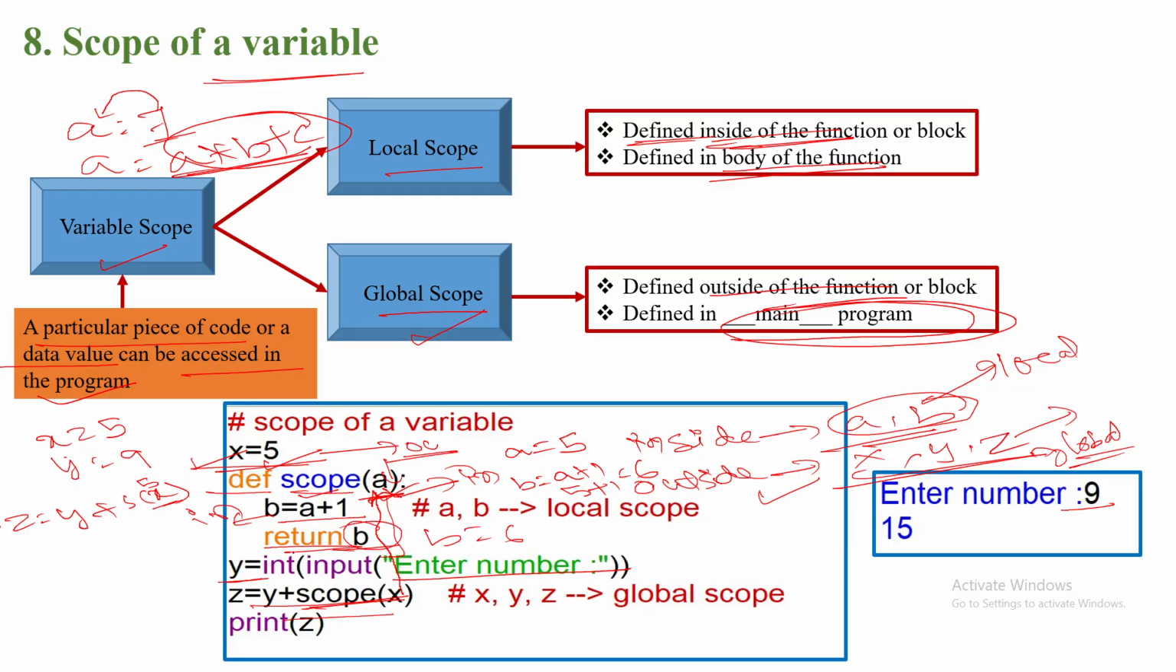Now this value will return to whom? To the function call. So scope of X, how much will it come to? It will come to 6, and the Y value is 9. So 9 plus 6, how much? This is 15. So the Z value is 15. So print Z. That is why it generates the result as 15. Okay, this is the scope of a variable.